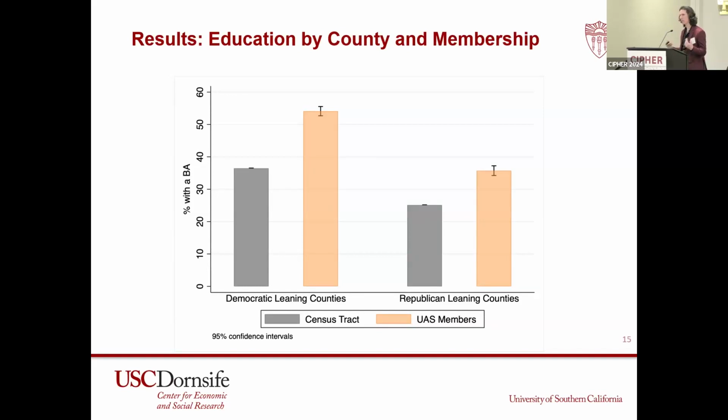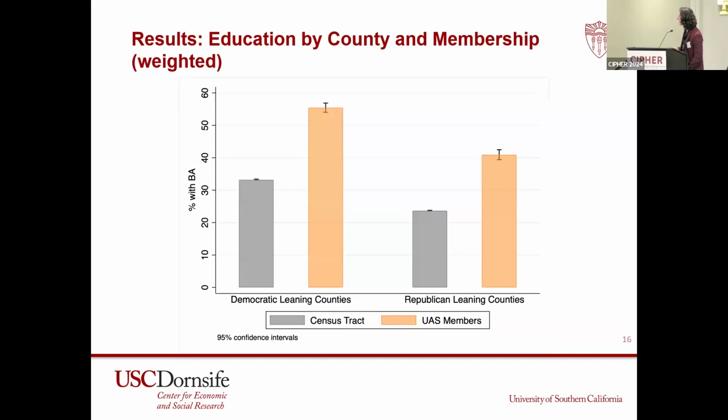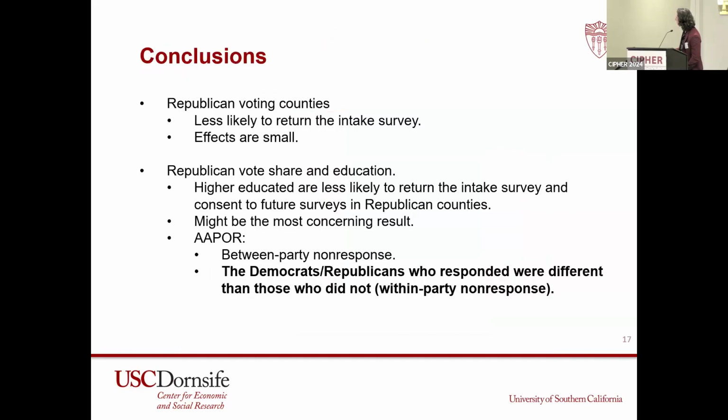So basically, the issue here is we're recruiting different types of people in each of these types of counties. If I apply the base weights here, we can't apply the post-stratification weights because we are including members and non-members here. But if I include the base weights, this gap shrinks a little bit, but it doesn't resolve completely.